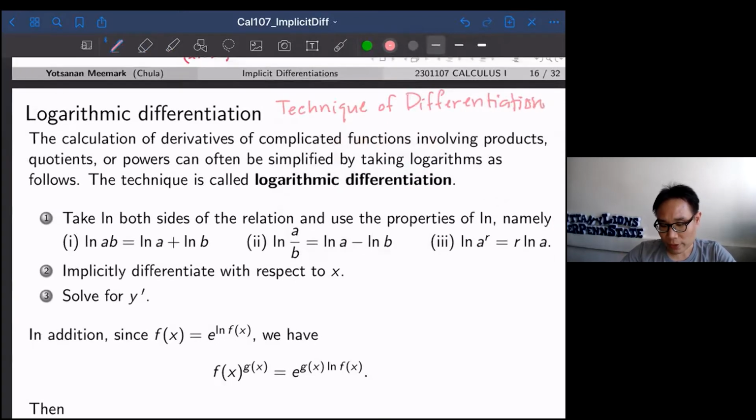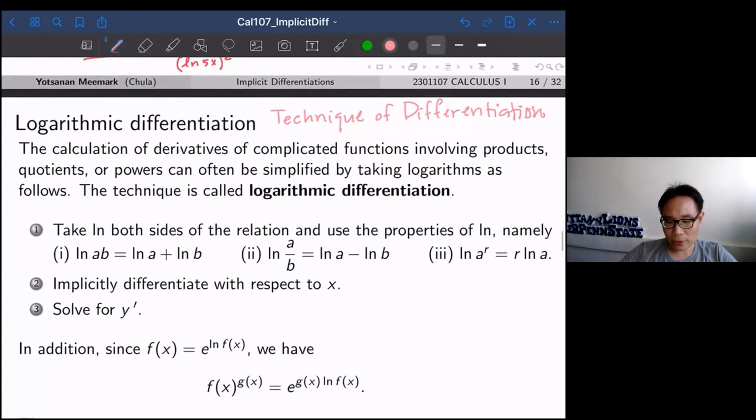So why do we call this the technique of differentiation? It is called logarithmic differentiation, and we're going to use the log and the derivative of the log function in order to find the derivative of the given function. It's going to consist of several steps.